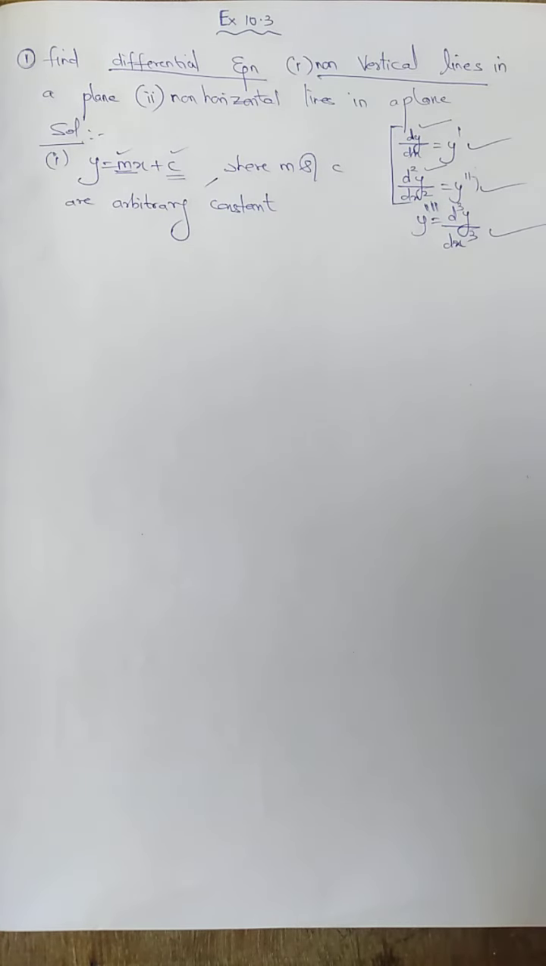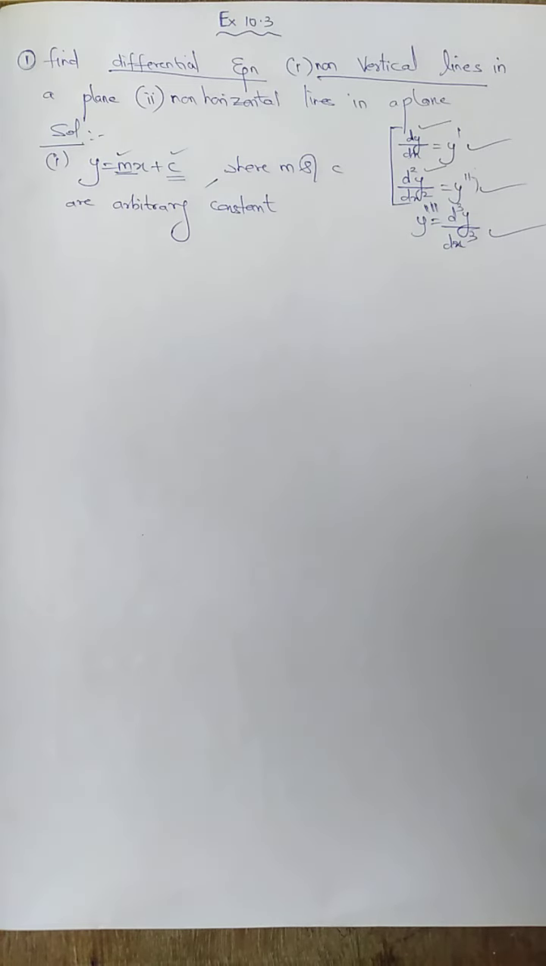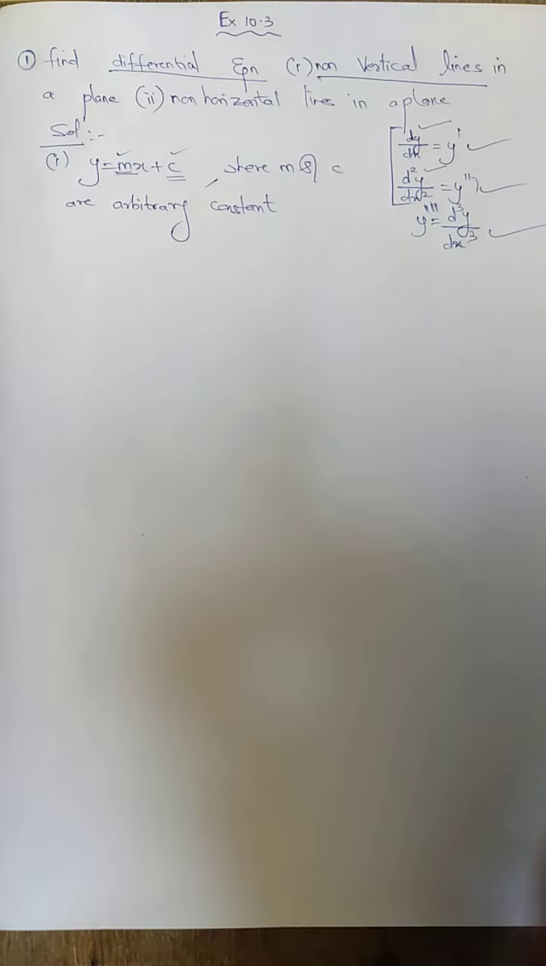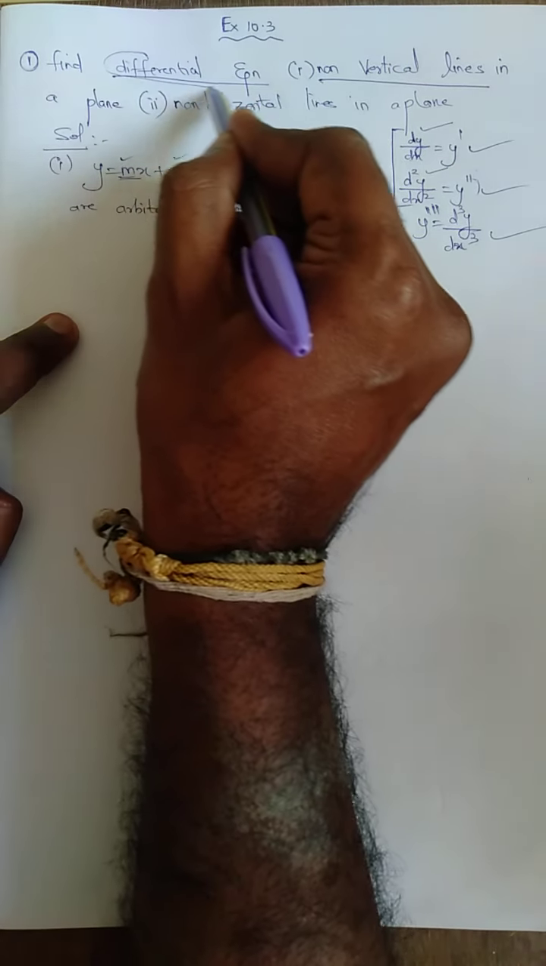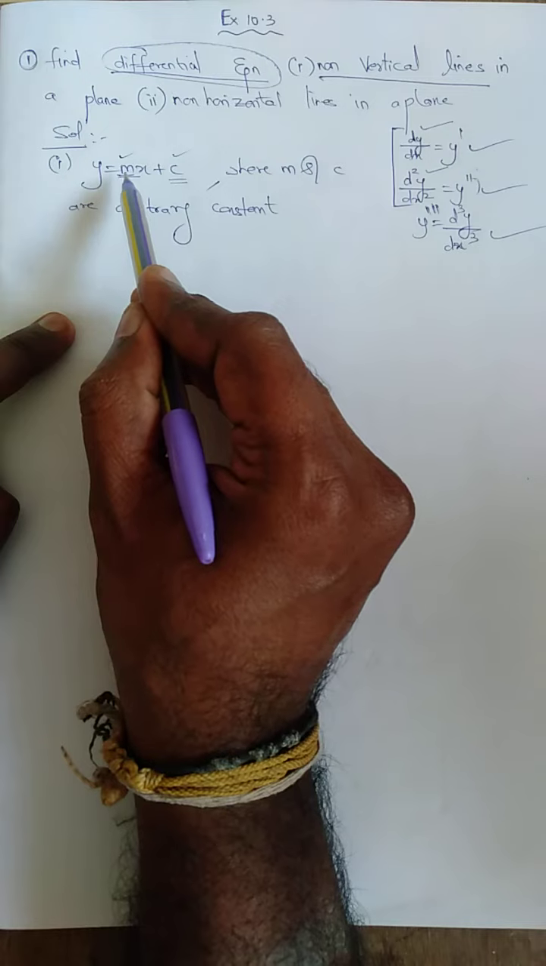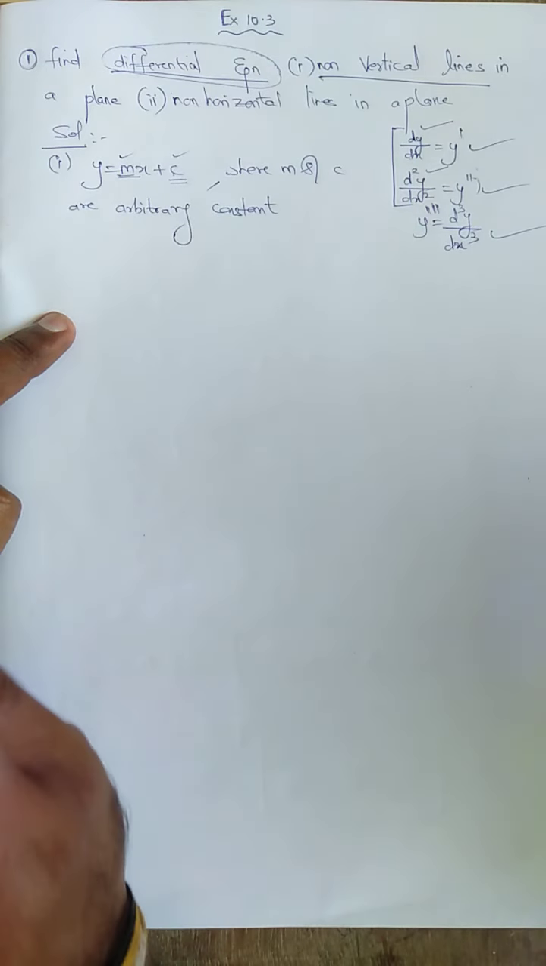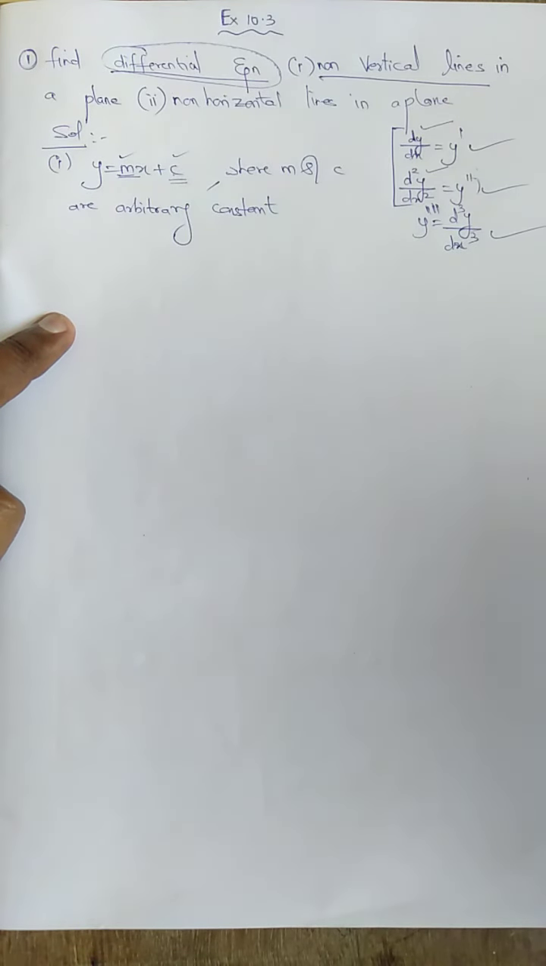The first sum is the important sum. Listen carefully, because in the first sum I am going to explain more things for you. Since two arbitrary constants are present here, we need to differentiate two times. And in the last differential equation we write, there should be no m and c. The arbitrary constants should not be present in the last equation.